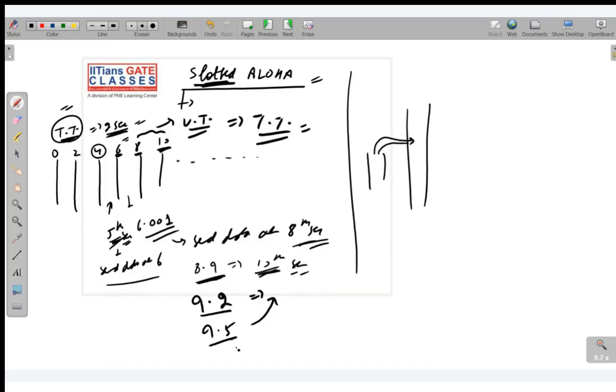Here also collision can take place. For example, if transmission time is 2 seconds, and any station wants to send data at 8.9, or 9.2, or 9.5, etc., then all of them will send data at the 10th second, and hence collision will take place.